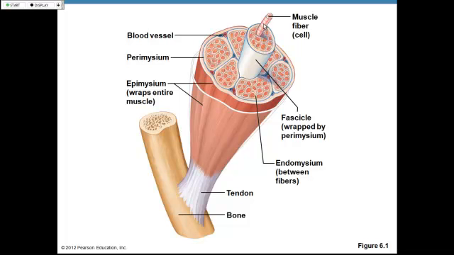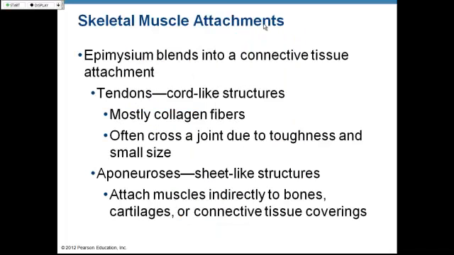Skeletal muscle attachments. The epimysium blends into a connective tissue attachment. That's what they mean there, at the muscle cell's end, epimysium continues and then blends with the periosteum. We have two kinds of arrangements of tendons. The typical one that we're used to, like we saw in the picture previously, that's a cord-like structure. There's lots of collagen in there and it often crosses a joint due to toughness and small size. We also have attachments of muscles in sheets, okay?